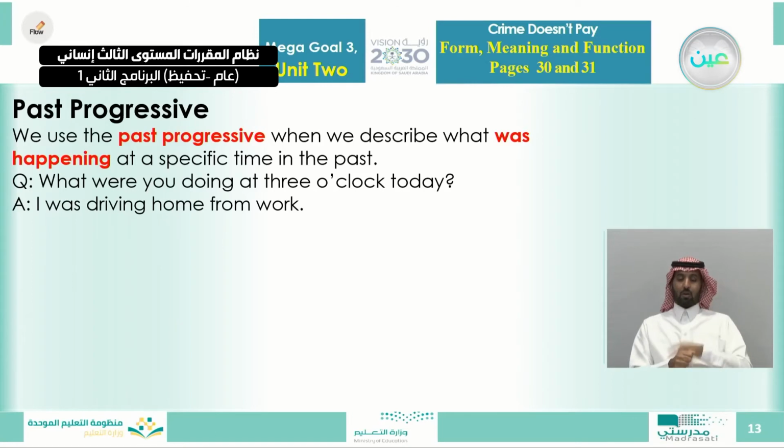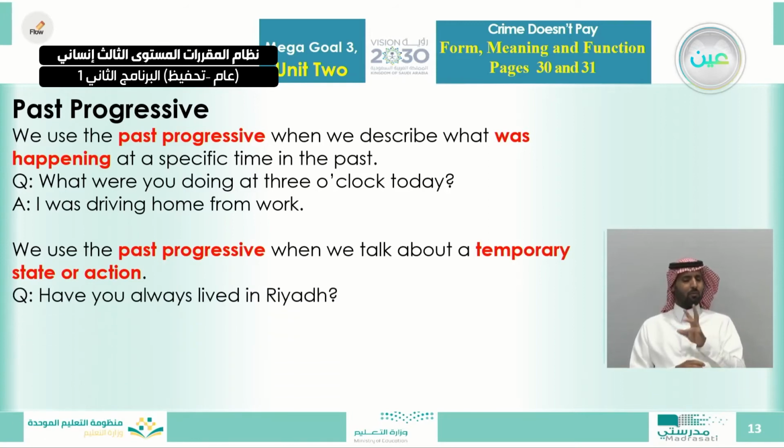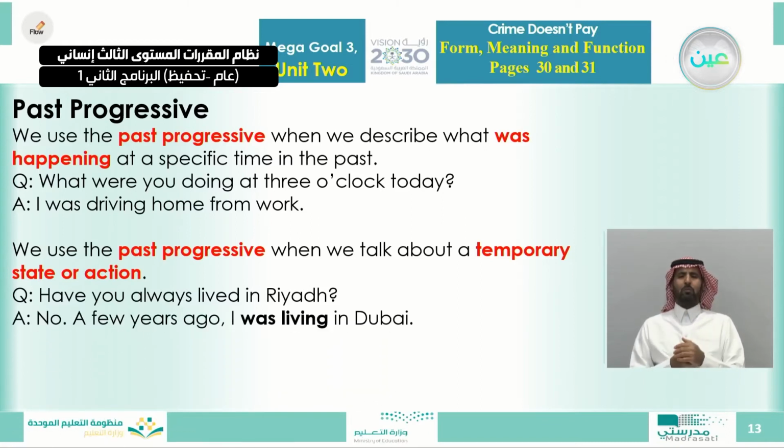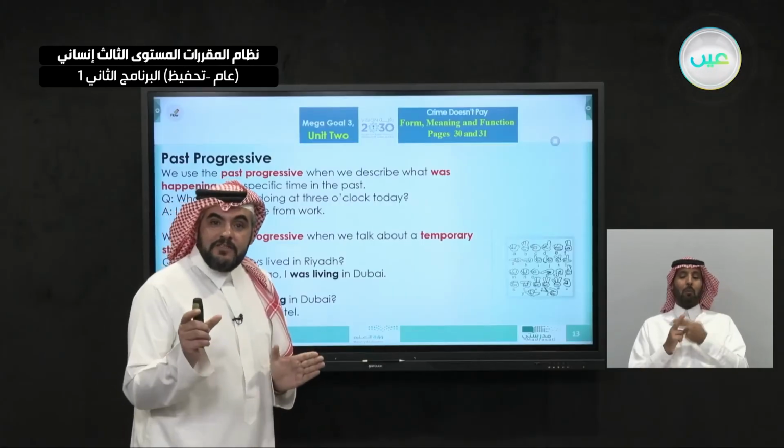How can we use the progressive form? We use it when we talk about a temporary state or action. There are many usages of this tense, but we'll talk about some of them here. Have you always lived in Riyadh? If you talk about an action that happened temporarily, معناته مؤقتا. No, a few years ago I was living in Dubai. Okay, that's temporary, مؤقت. You say I'm living in Dubai, I was living in Dubai. What were you doing in Dubai? You say here, I was working at a hotel. That is a temporary time.